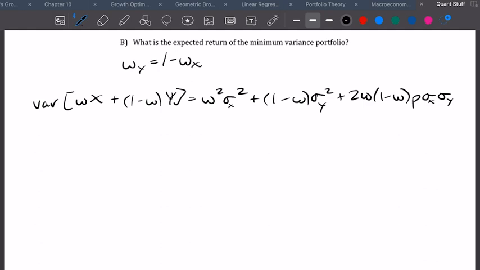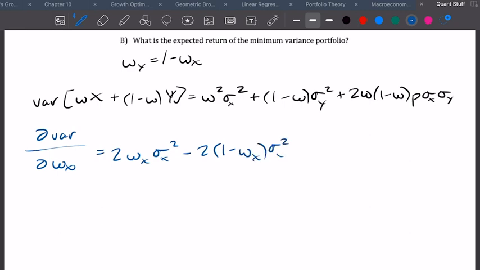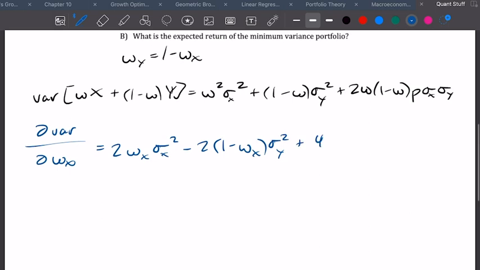Given this formula, we can now differentiate it with respect to the weight of X and set it equal to 0. First, we get the partial derivative of the variance formula with respect to X, and that's going to give us 2 times the weight of X times the variance of X minus 2 times 1 minus the weight of X times the variance of Y plus 4 times the quantity 1 minus 2w, followed by the correlation and standard deviation of both X and Y.